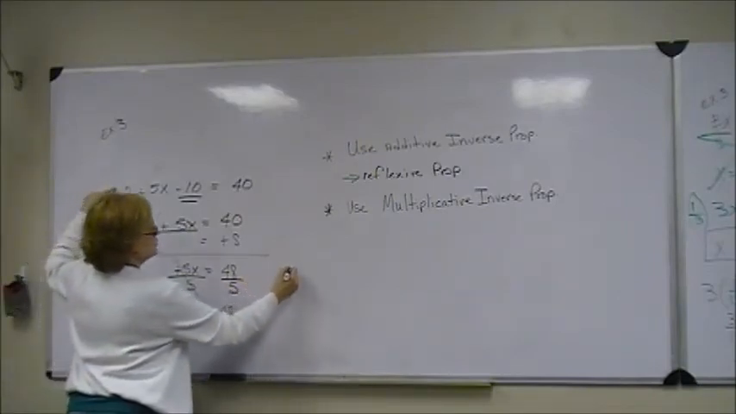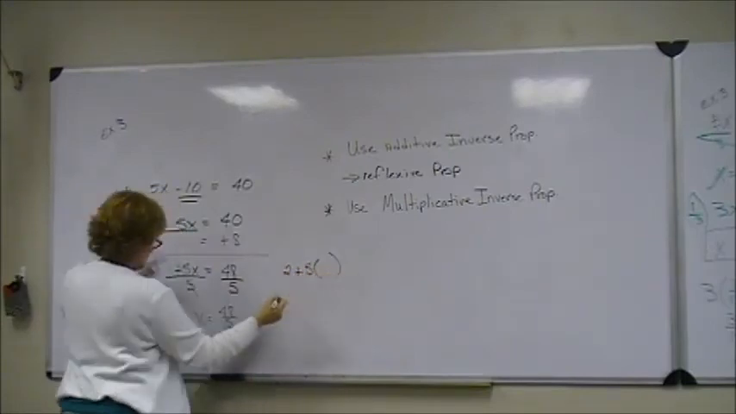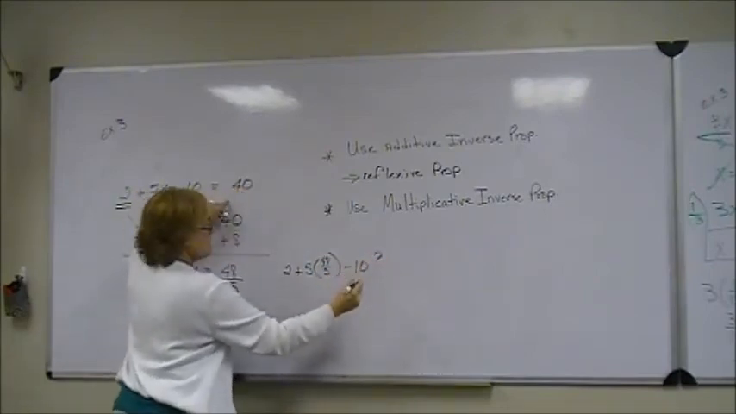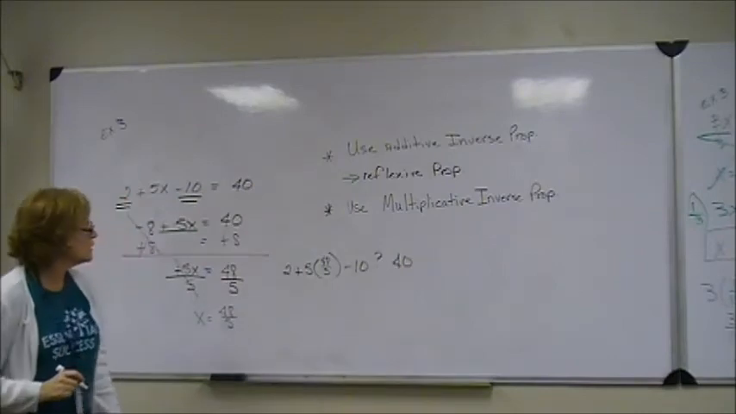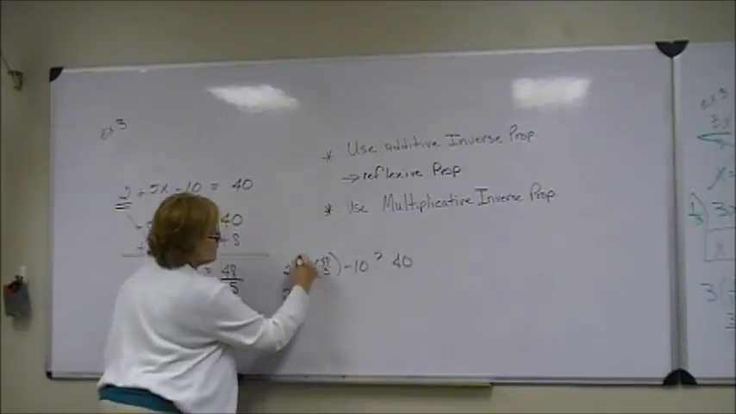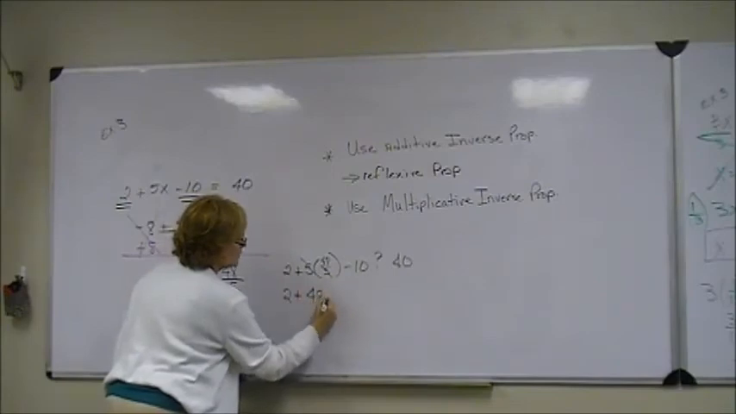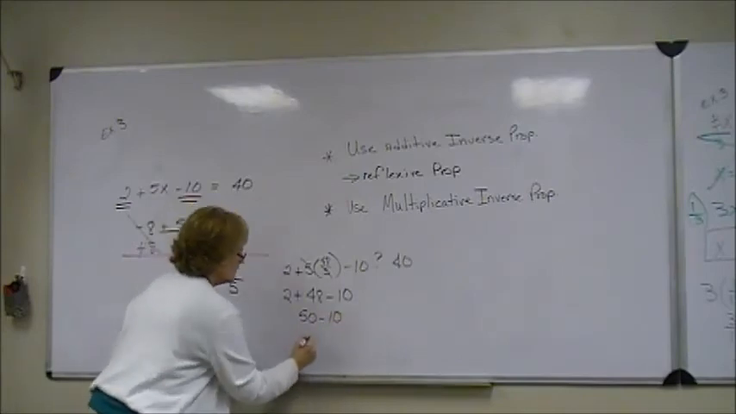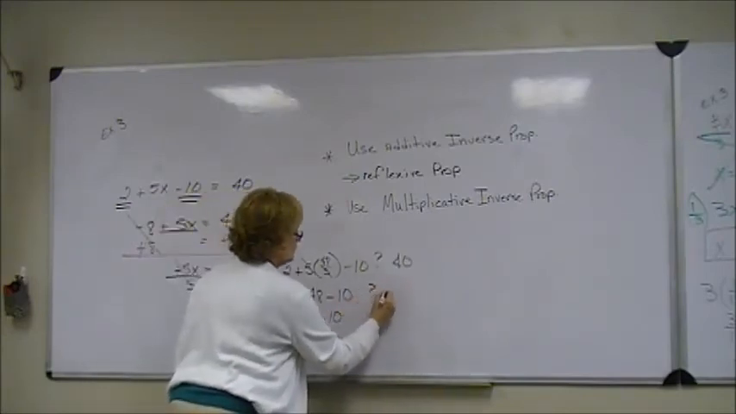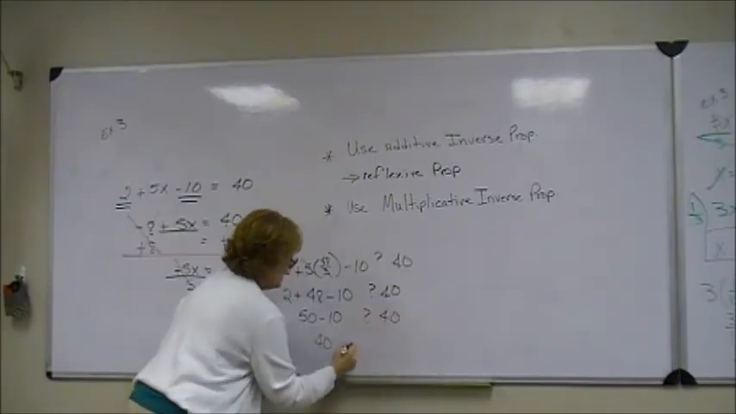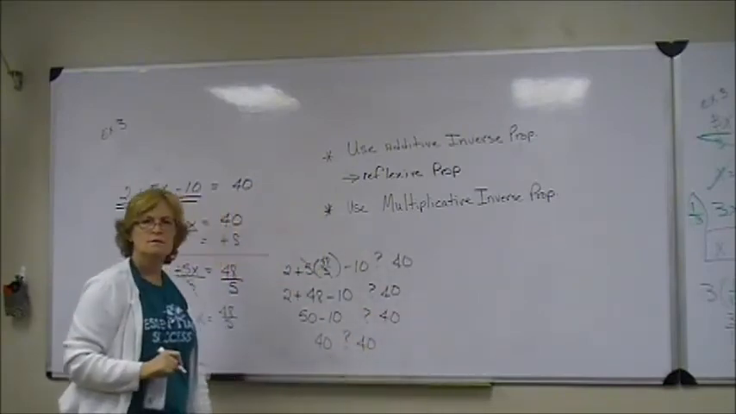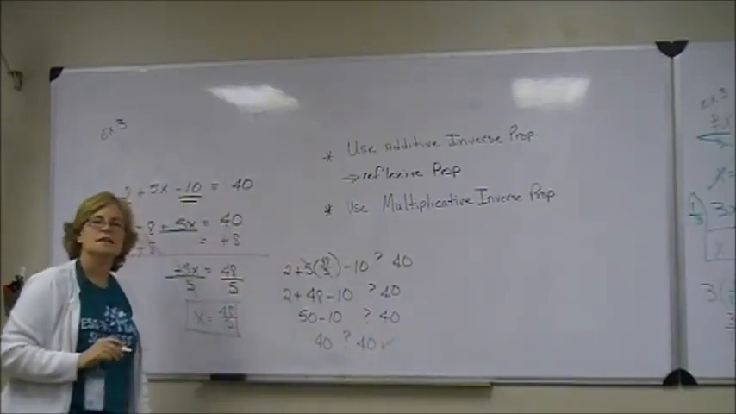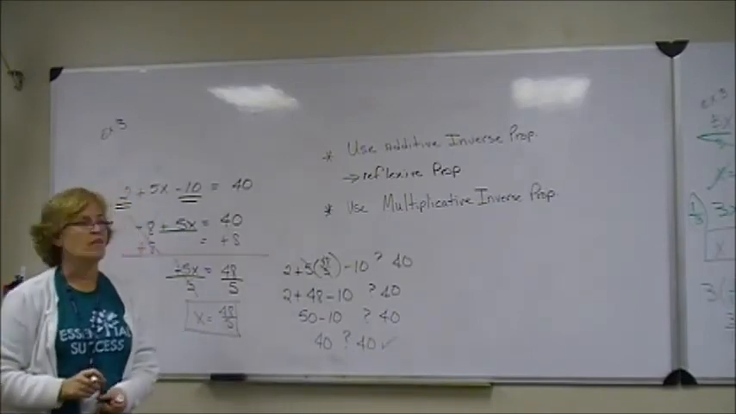So I have 2 plus 5 times 48/5 minus 10, is that equal to 40? So I have 2. My 5's cancel each other out. That would be 48 minus 10. So that would be 50 minus 10. That would be 40. So, is 40 equal to 40? Absolutely it is. So therefore my solution is x is equal to 48/5.